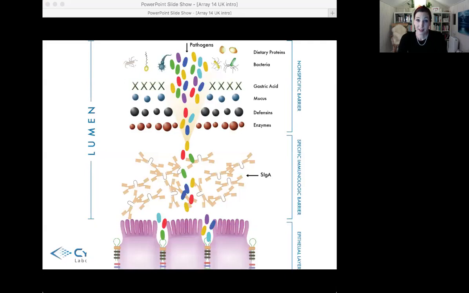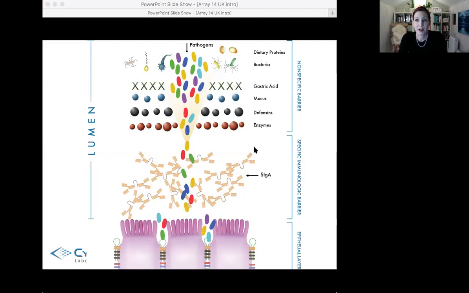So structurally in the gastrointestinal tract, the mucosal surface is made of this monolayer of epithelial cells, and there are 5 different types of epithelial cell that make up that gut wall. But on top of the epithelial cell, we have a specific immunological layer, which is made of your immunoglobulins. So again, specifically secretory IgA.